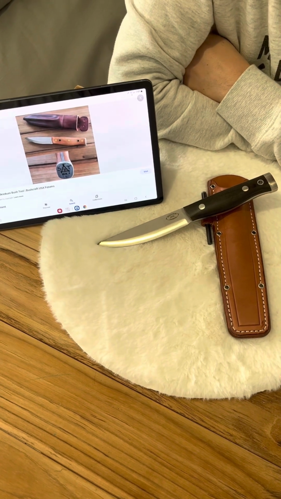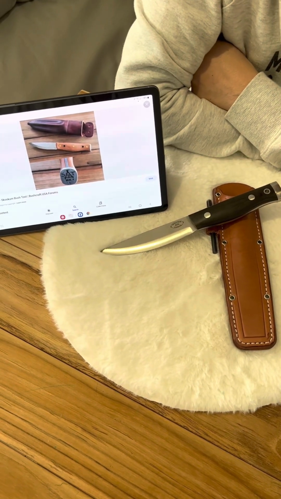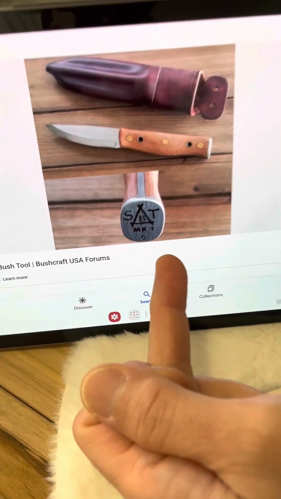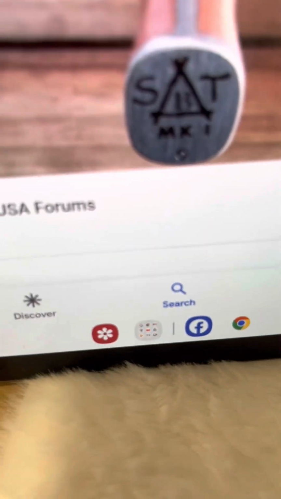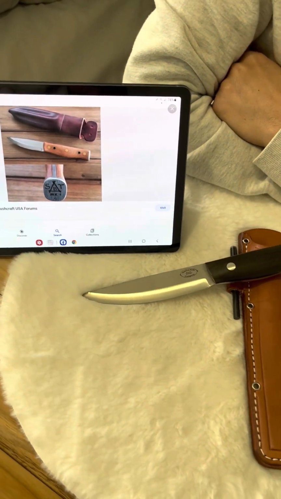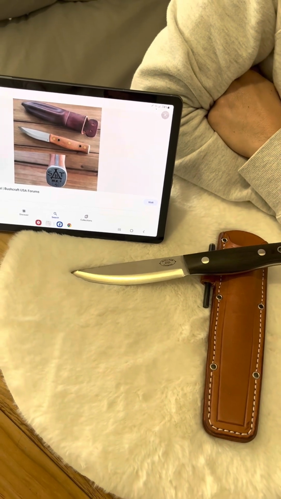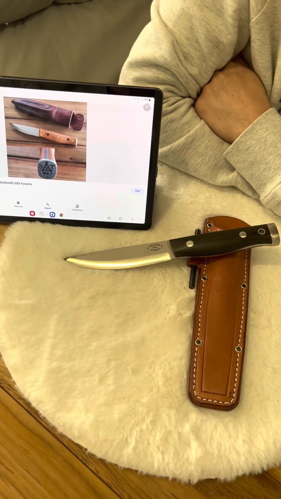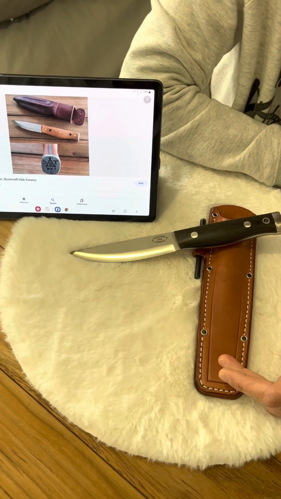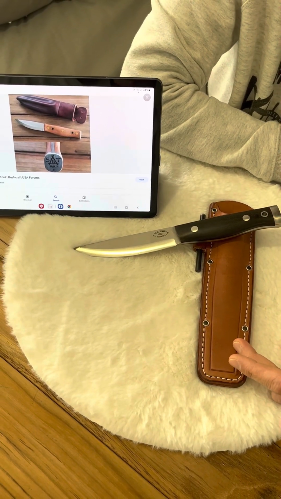The second major difference is the markings. The markings on the Skookum Bush Tool can be found at the base of the knife on the pommel. The markings for the American Knife Company Forest knife are on the blade itself. The third major difference between the two knives is the sheath design. The design of the sheath for the Skookum Bush Tool is intended for neck carry. The design of the sheath for the Forest 2 is intended for belt carry.